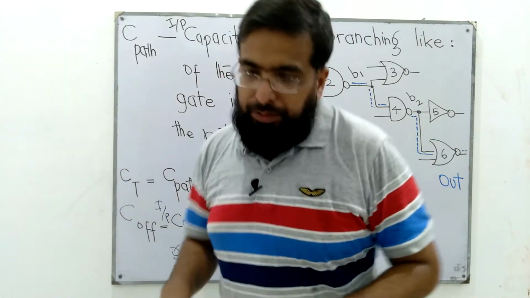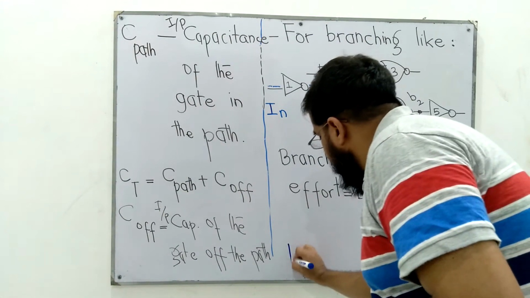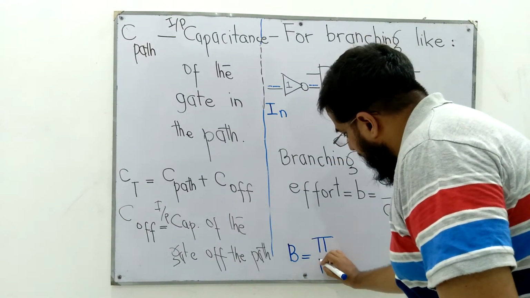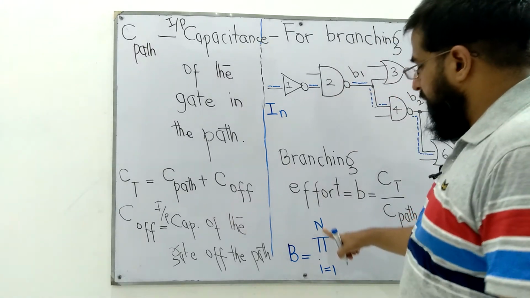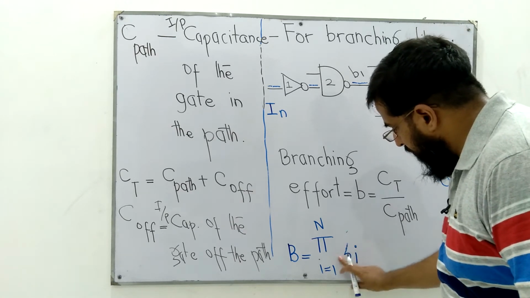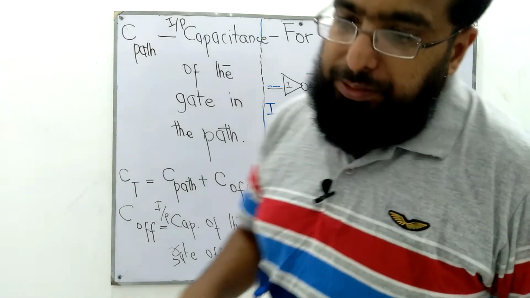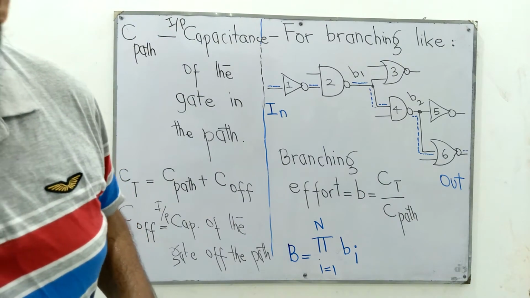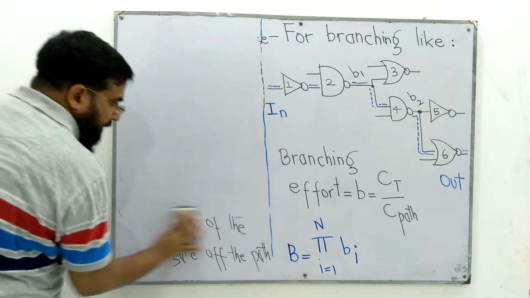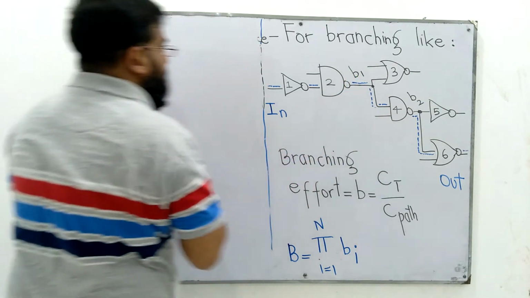So once we have understood that, the total branching effort, capital B, that is the branching effort of the path, is defined as the product of all the individual branching efforts, the product of all Bi, for all nodes where we have branching. So in this given chain, we have 2 points where we should calculate branching effort. This point B1 and B2.